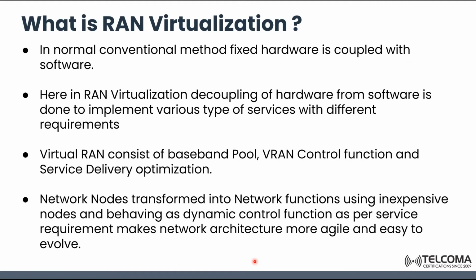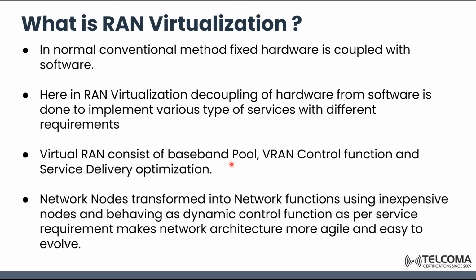In the normal conventional method, fixed hardware is coupled with software. So there was fixed hardware with a particular software in it, and we were taking a particular output from it. Here in RAN virtualization, decoupling of hardware from the software is done to implement various types of services with different requirements. As our requirements change, we decoupled the hardware from the software. Now any hardware and any software can be coupled together to give a service for different requirements.